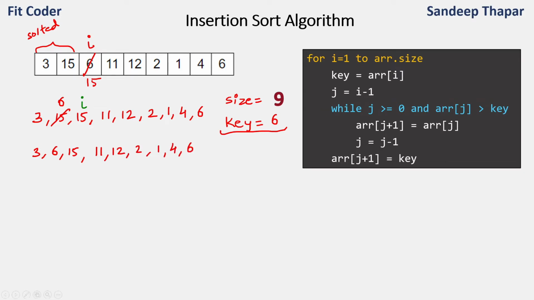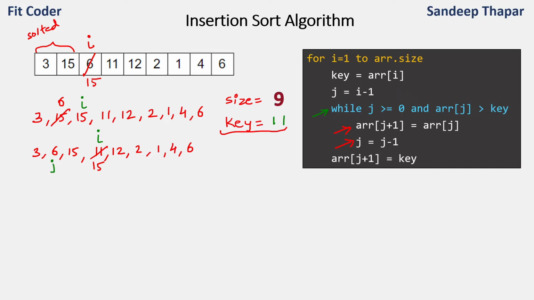So in the next iteration, now i points to 11 and key is the value of i, which is 11, and j is pointing to 15. Now in this while loop, we'll compare array of j with key. So array of j means 15 and we have to compare 15 with key, which is 11. So this is true, which means we need to set array of j plus 1 equal to array of j. So at this value 11, we'll set 15 and then we'll decrement j. So j will come at 6.